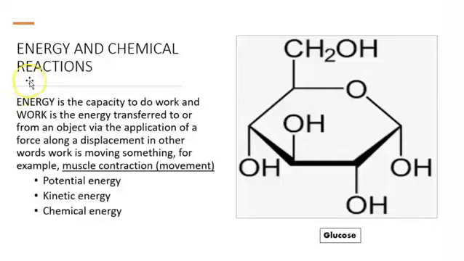Okay, the next topic is energy and chemical reactions. Energy is the capacity to do work, and work means moving something, such as, for example, a molecule or a muscle. There are different kinds of energy. We have potential energy, kinetic energy, chemical energy. Chemical energy is the energy stored in food. For example, glucose: carbon, hydrogen, and oxygen are connected using bonds, and that's going to be chemical energy.